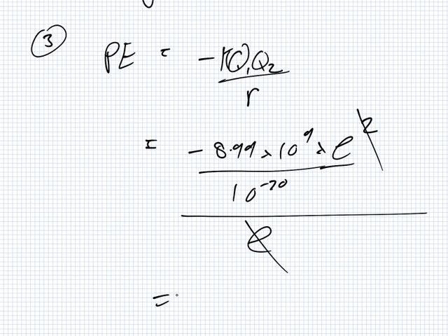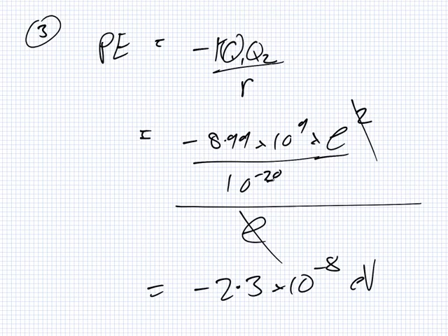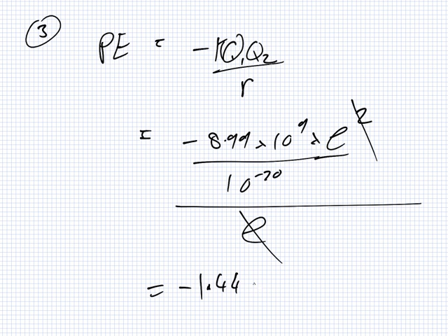What did you get? Minus 2.3 times 10 to the negative 8. No? That's a minus 20. Did you include an e? Don't have the e squared, only e without the square. So it's minus 1.44 times 10 to the power of 11.